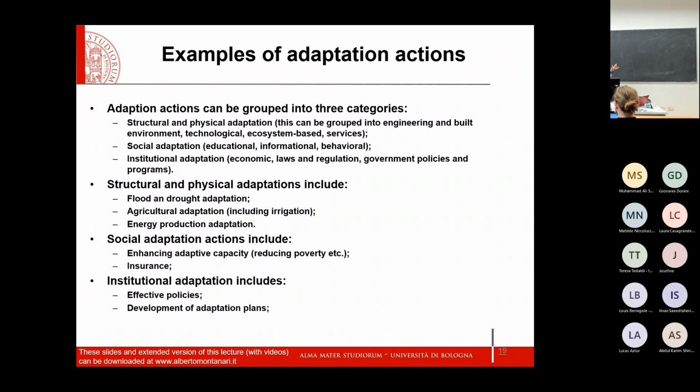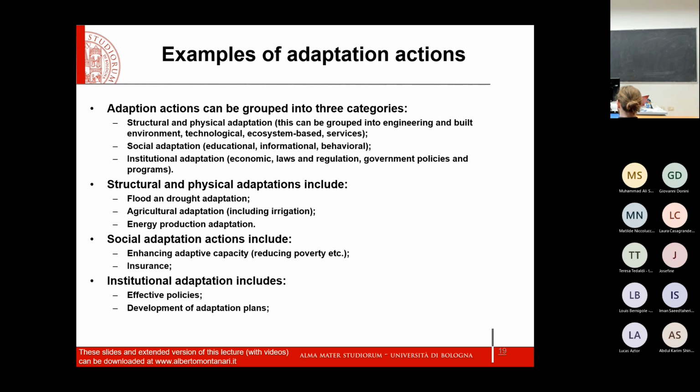earlier structural solutions, which now I should better explain. They mean hard engineering solutions, but structural and physical adaptation also include what I called earlier nature-based solutions. Okay, and you see between parentheses, this can be grouped into engineering and built environment, technological, ecosystem-based services. Ecosystem services are a synonym of nature-based solutions.